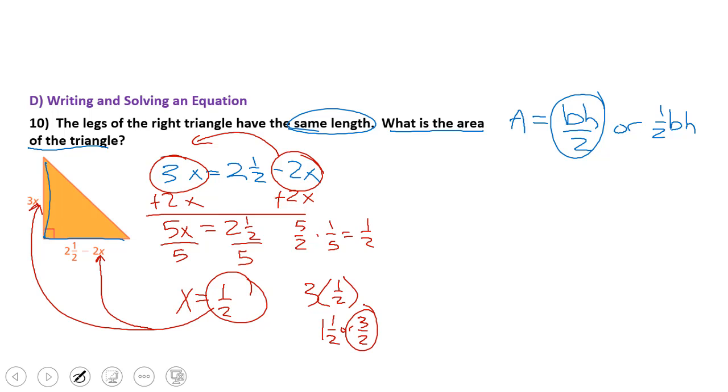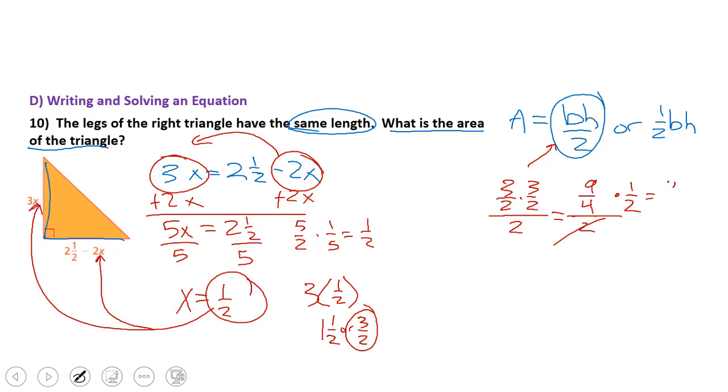I'm going to use the 3 halves. And I'm going to come up here and I'm going to go 3 halves times 3 halves. You guys know I like this formula here. I'm going to divide the whole thing by 2. Well, 3 halves times 3 halves is 9/4 divided by 2. And so I'm going to change that to multiplication by the reciprocal.